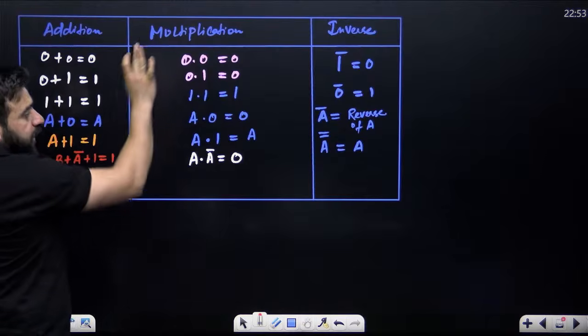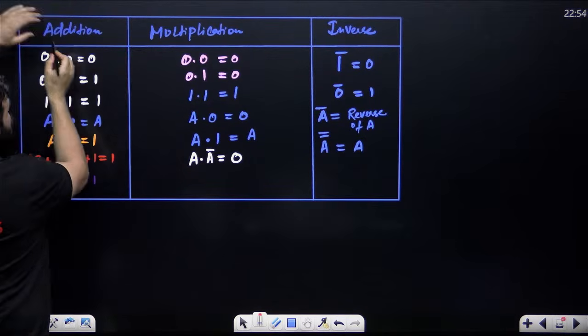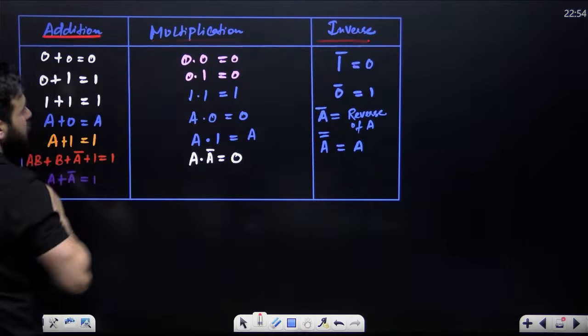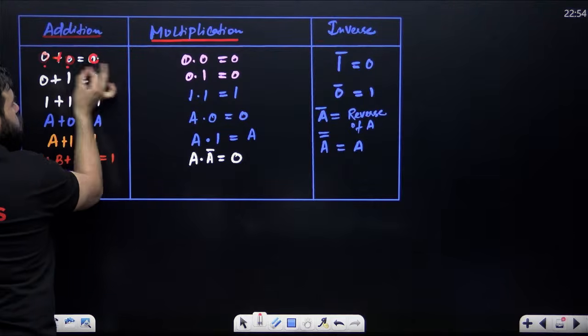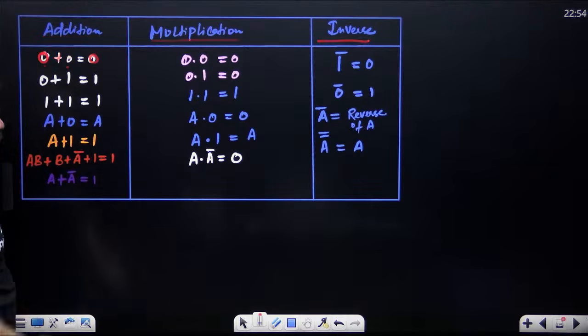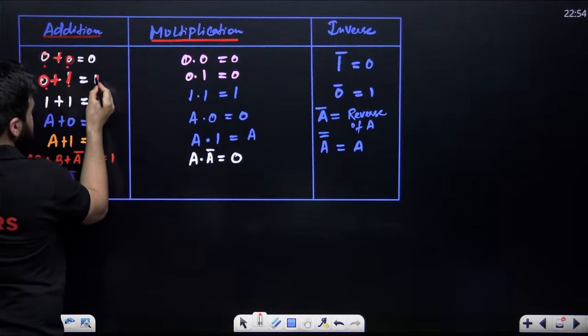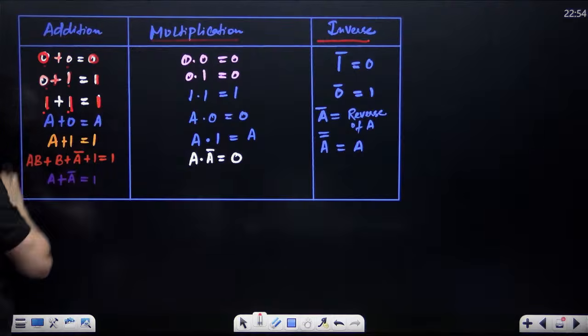Now, in Boolean algebra, you have only 0 and 1. So here you have 3 things that you do: addition, multiplication, and inverse. Let's suppose you have 0 plus 0. Low plus low is always going to give you low. You have 0, you have 1. Low plus high is always high. You have 1, you have 1. High plus high is always high.